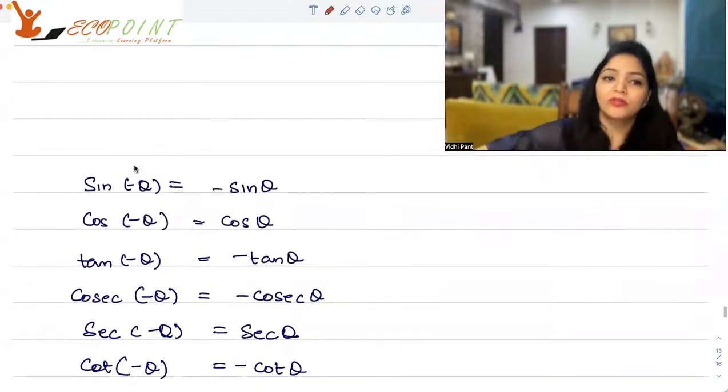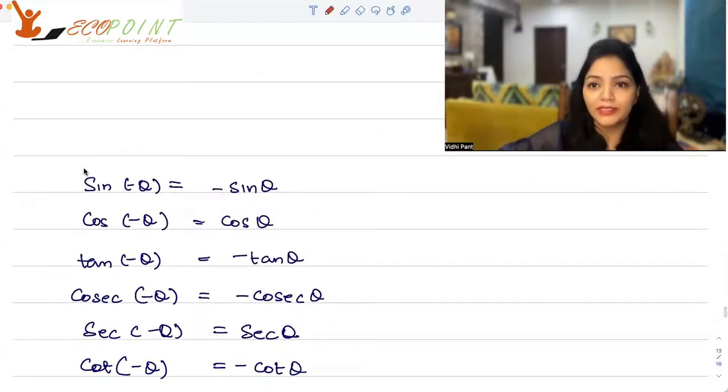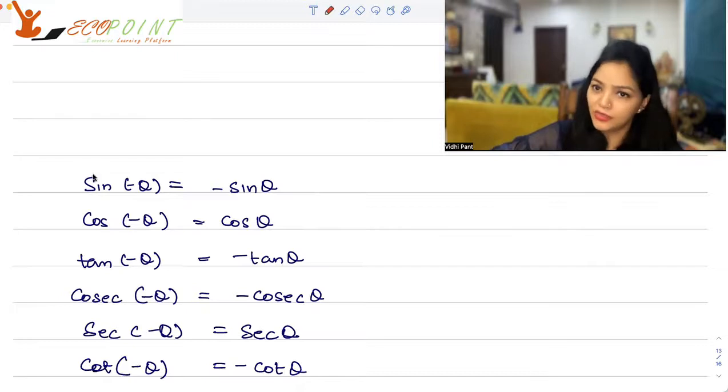Then also what you should know is sine of minus theta, cos of minus theta. What happens to that? Sine of minus theta is minus sine theta, remember. Cos of minus theta is cos theta itself. Tan of minus theta is minus tan theta. Cosec of minus theta works like sine, so minus cosec theta. Secant of minus theta is secant theta, works like cos. Cot of minus theta works like tan. It's going to be minus cot theta.